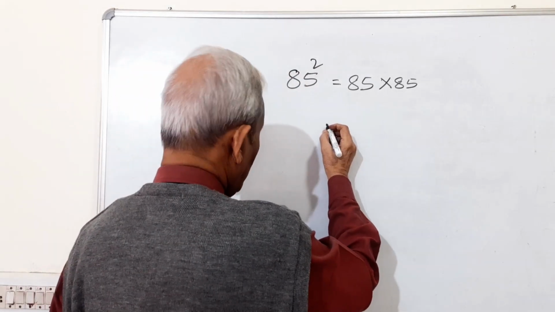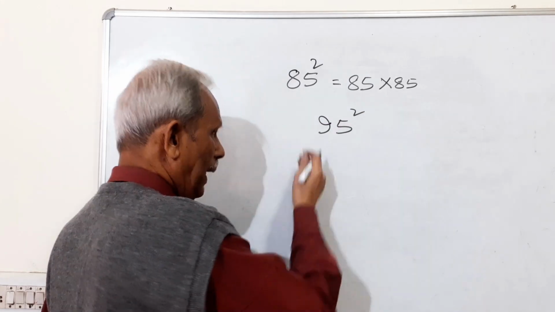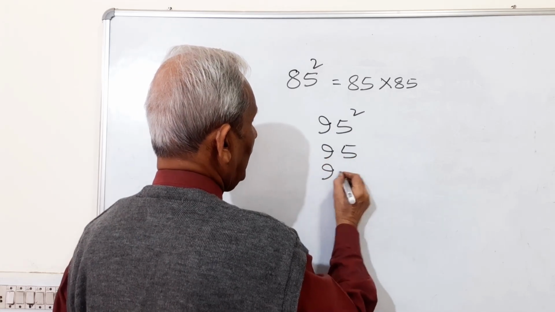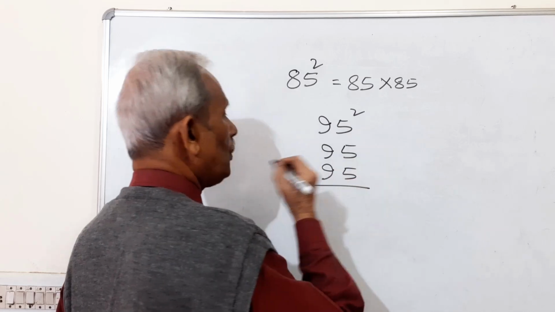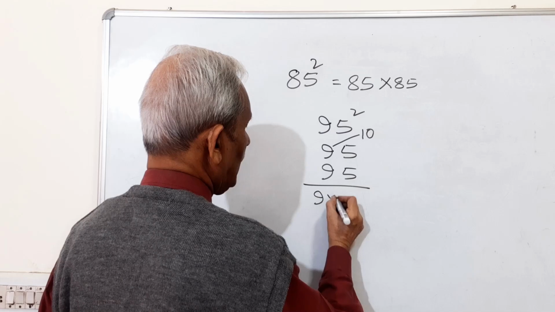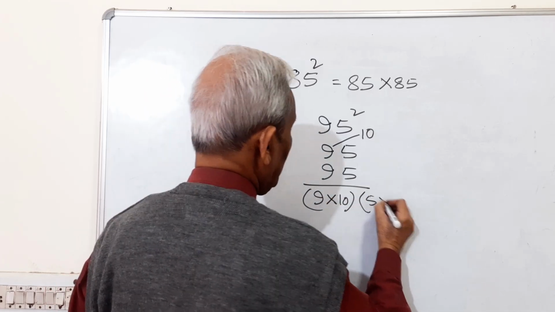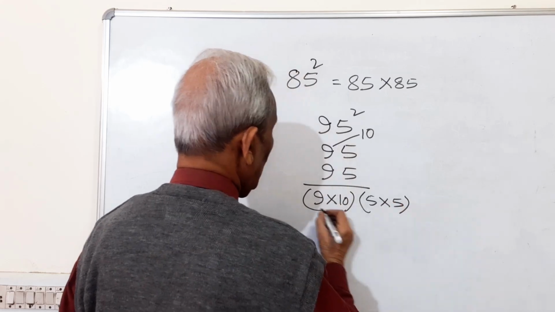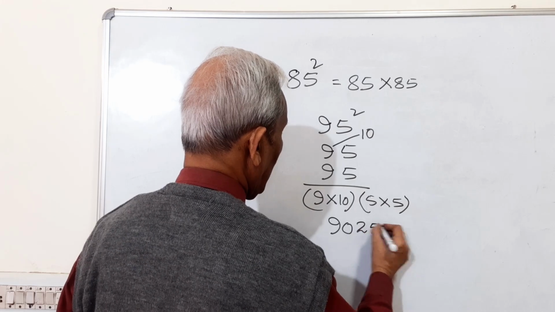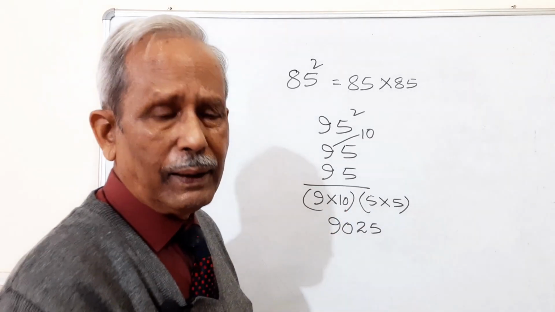Now let us do 95 square. So I'm writing the steps, but you can do it straight away. 95 into 95. Since Ekadhikena Purvena is applicable here, one more than 9 is 10. So the first part of the answer is 9 into 10 and the second part of the answer is 5 into 5. So 9 into 10 is 90 and 5 into 5 is 25. 9025 is the answer. It's very simple. We have applied Ekadhikena Purvena here.